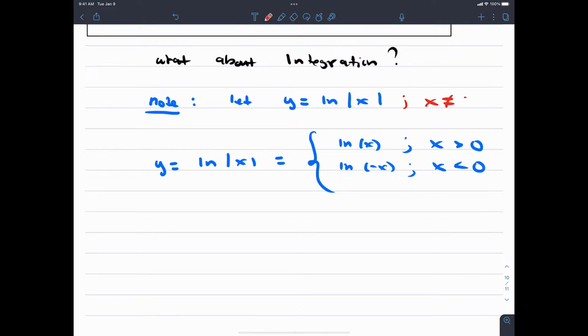Okay, so if you say, what do you mean? Well, you can't plug 0 in there. Absolute value of 0 is 0. Natural log of 0 is undefined. So anyway.